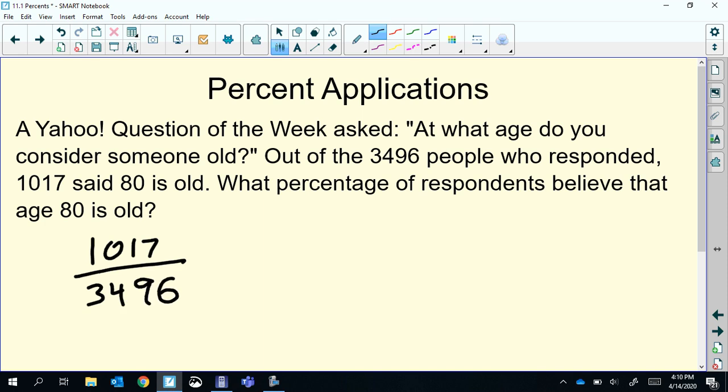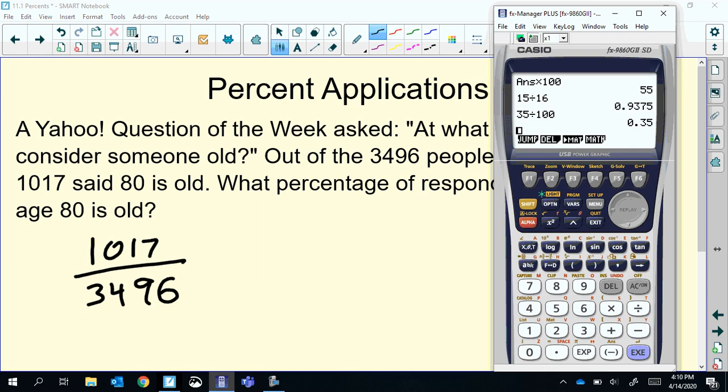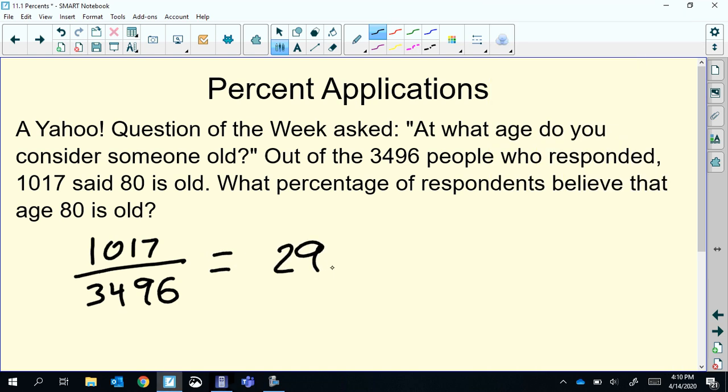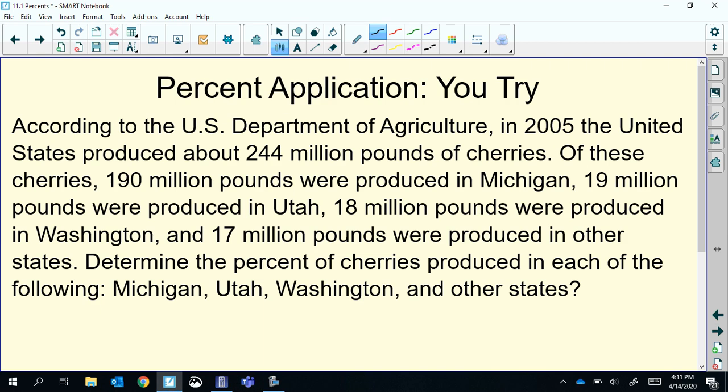That's the fraction. And then to change it to a percent, we just want it as a decimal first. So that is 0.2909, so that would be 29%. If you wanted to round, you could say 29.1%. Or 29% would be fine. You don't have to be that precise.